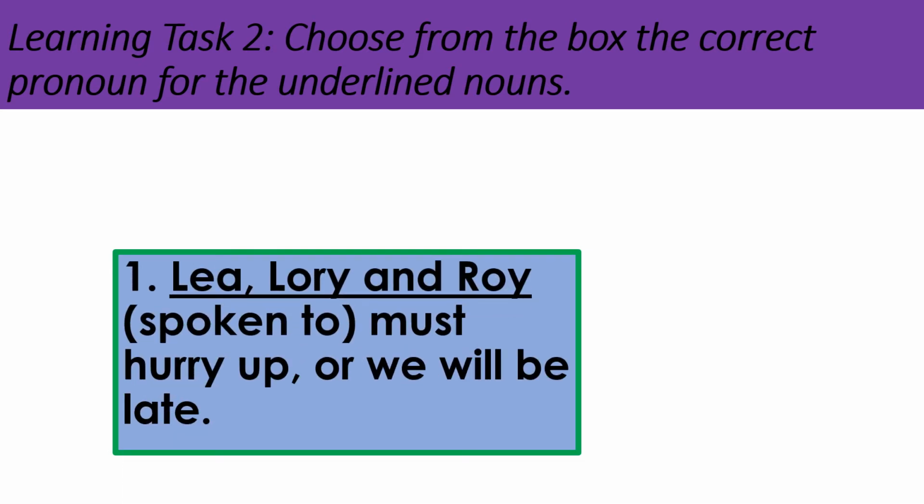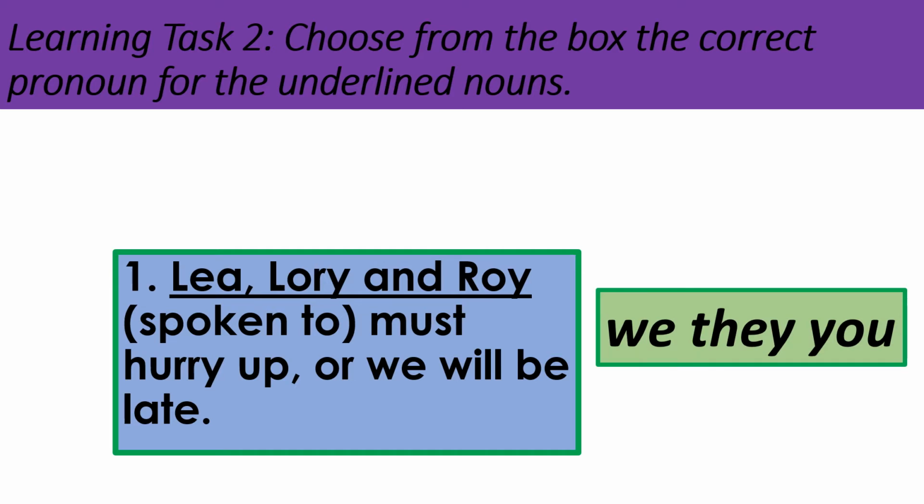Number 1, Leia, Lori, and Roy. So they're spoken to. Must hurry up or we will be late. So there are 3 nouns in this sentence. What are we going to use? We, they, you. Correct. We. So let's read. We must hurry up or we will be late. Correct.